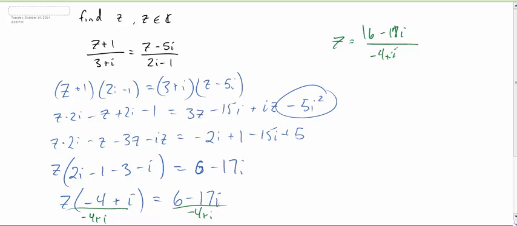But we don't leave our answer like this. We need to actually do the division. So in this case, that means we multiply by the complex conjugate of the denominator, which is negative 4 minus i.